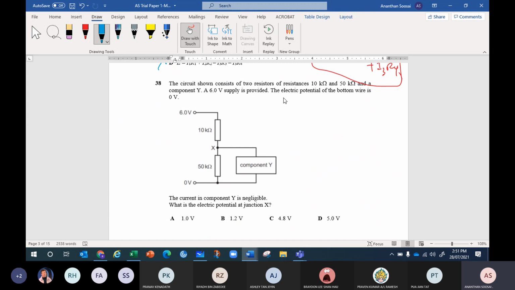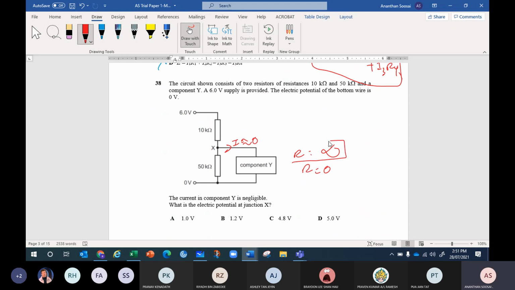A 6-volt supply is provided. The electric potential of the bottom wire is 0. Oh, so the 6 volt is applied. The current in the component Y is negligible. Oh, if the current is not flowing in component Y, that means component Y has infinite resistance or zero resistance. What do you think? If they neglect it, it means the current flow to component Y is close to zero.